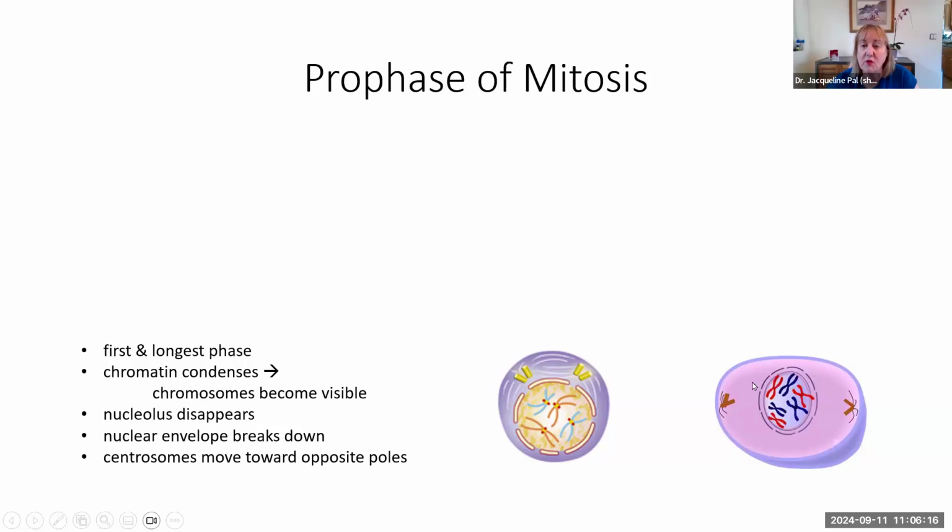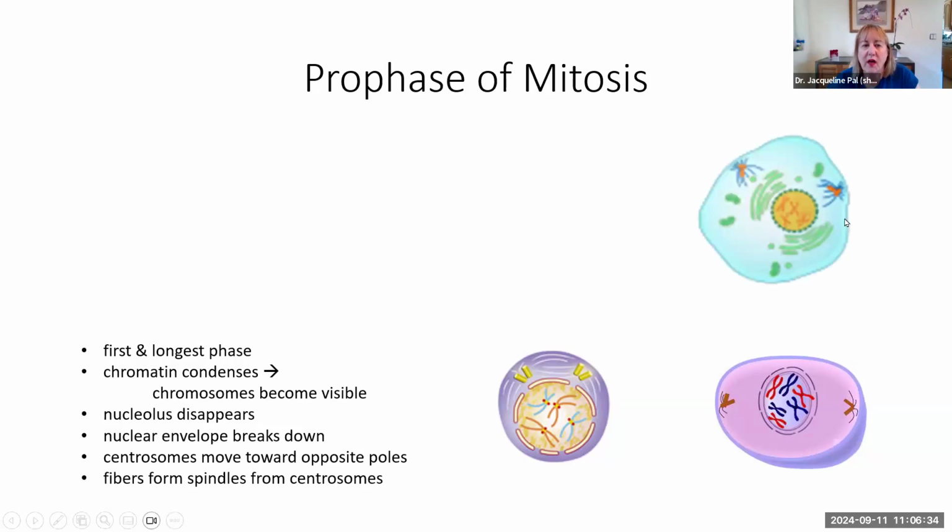And the centrosomes, because remember they were duplicated as well, are going to move to opposite poles of the cell. Whether you want to call it north and south, east and west, it doesn't matter. They're just going to be opposite from each other. Coming from the centrosomes, we are going to start seeing some cytoskeleton. These fibers that we're going to call spindle fibers are going to be leaving the microtubules of the centrioles that are located in the centrosomes.